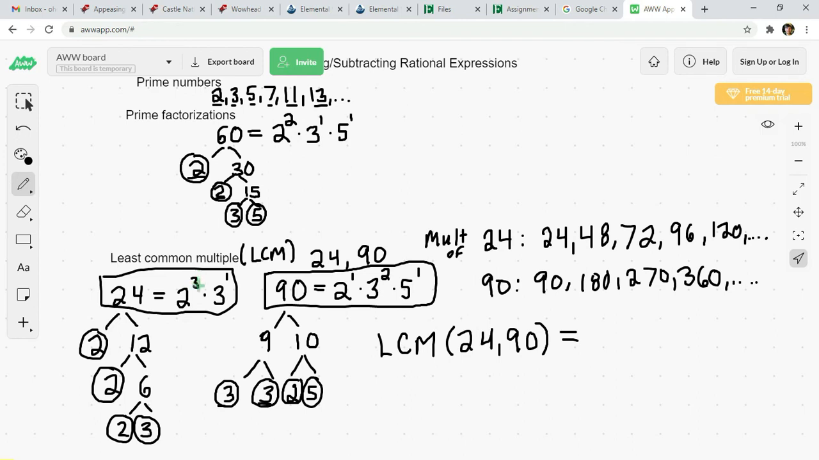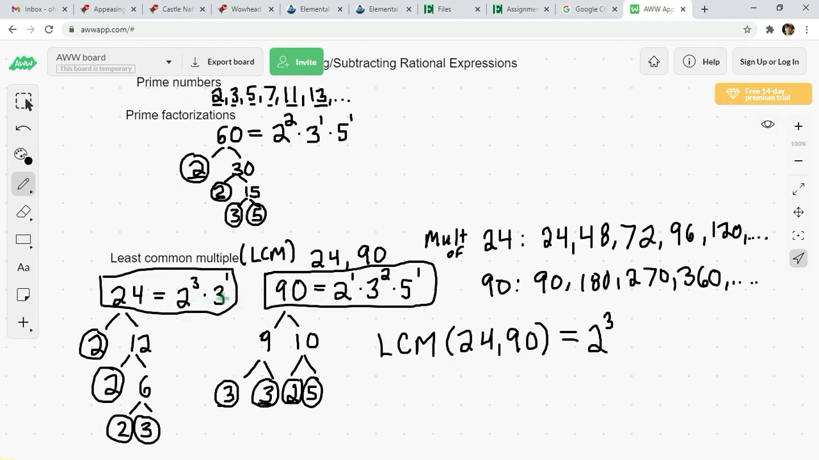I can see that we have 2 to the third as a factor of 24. We have 2 to the first as a factor of 90. When you're taking the least common multiple, it needs to be a multiple of the highest power given. So it needs to be a multiple of 2 to the third, so we need that in our answer. We need the highest power of 2 among both factorizations. So we take 2 to the third because that's the highest power that appears.